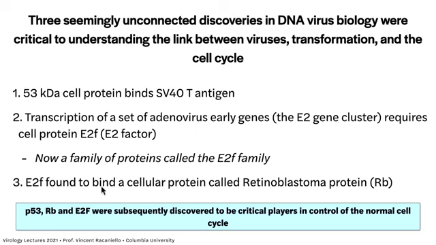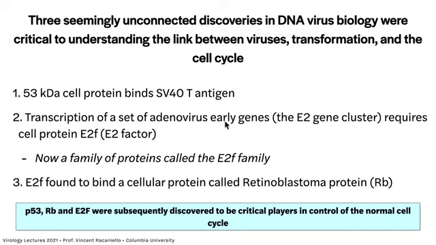Let's put these all together. These three discoveries here now were the link to understanding how viruses transform cells and lead to cancer and how the cell cycle is controlled. First of all, another huge discovery. When people said, what does T antigen of SV40 bind to? They found it binds a 53 kilodalton cell protein, now known as P53. And you must have all heard of this protein. Almost every human cancer has some mutation in P53. So we'll find out what that does.